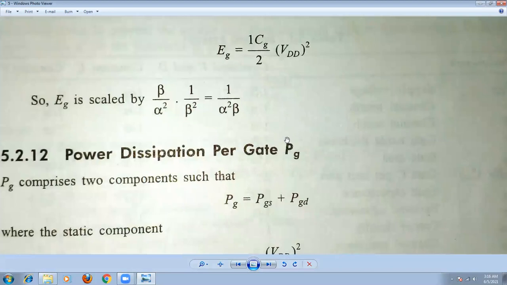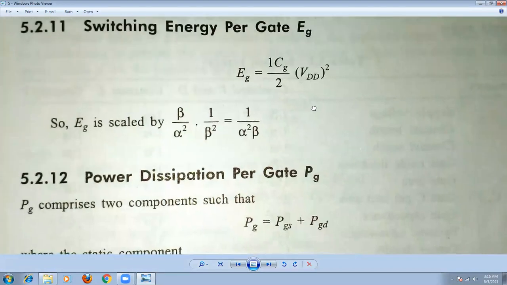And we know the value of CG. What is CG? CG is the gate capacitance, so it is equal to beta by alpha square. And VDD is scaled down by 1 by beta, so squared it is 1 by beta square. So that is equal to 1 by alpha square into beta. Like this, the switching energy per gate can be scaled down.